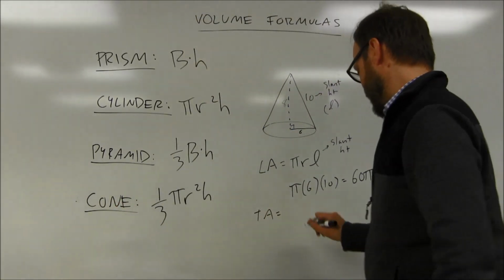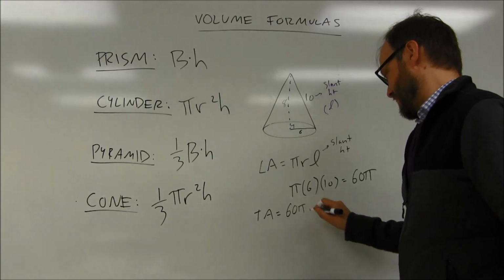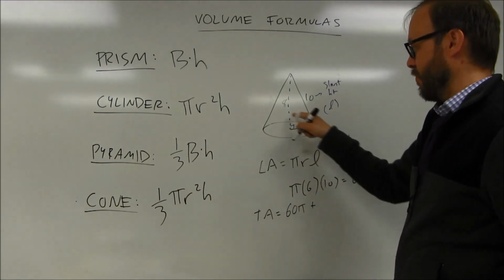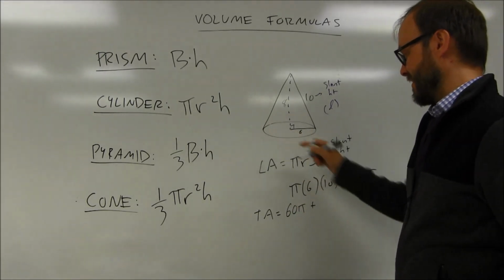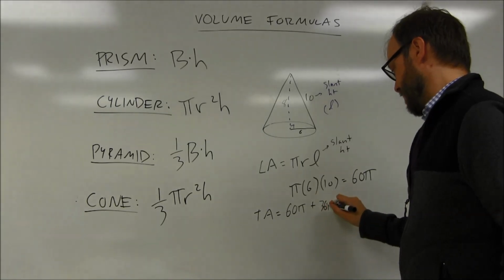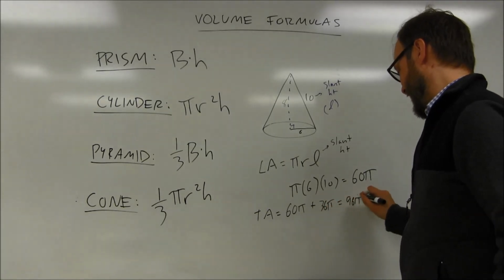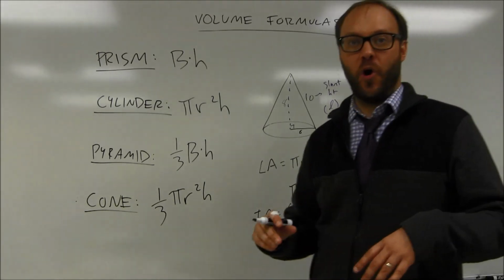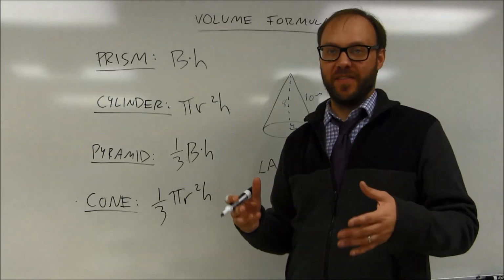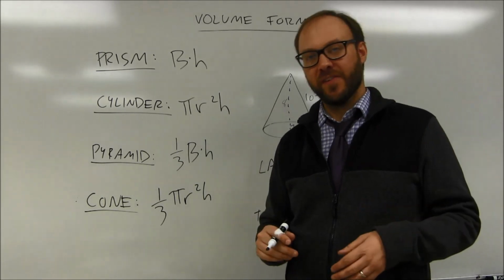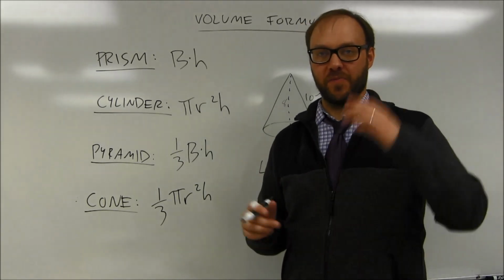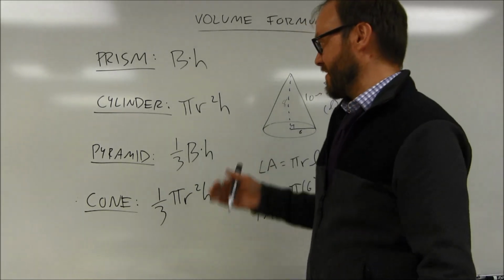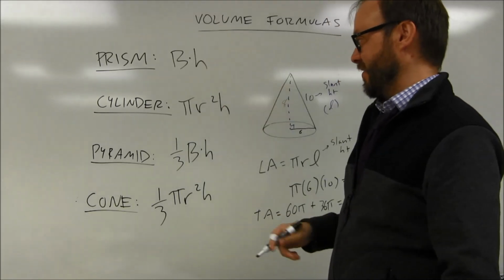Okay, so you would take that 60 pi that we got for the sides and you would add the area to the circle base. You've got a radius of 6 here, so the area would be 36 pi, and 96 pi square units would be the surface area of the entire cone. So watch if you're asked to find the area of the sides, lateral area, versus asked to find the total area, which would include adding any bases. Okay, and of course that would also apply to prisms and cylinders.